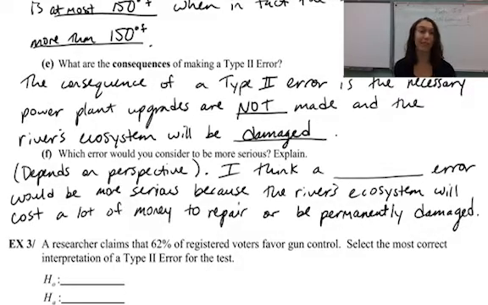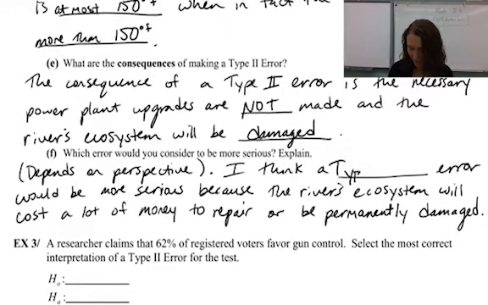If you're someone who loves the earth, then maybe you'll think that the type 2 error is worse. That's where I am, really. So I think that a type 2 error would be more serious because the river's ecosystem will cost a lot of money to repair, or it could be permanently damaged. So if it's one of those problems that depends on perspective, just choose one direction, whatever you think, and make sure to justify it with your context.